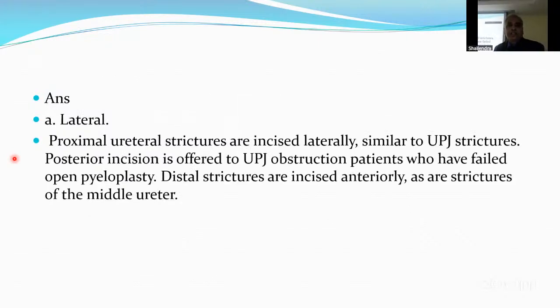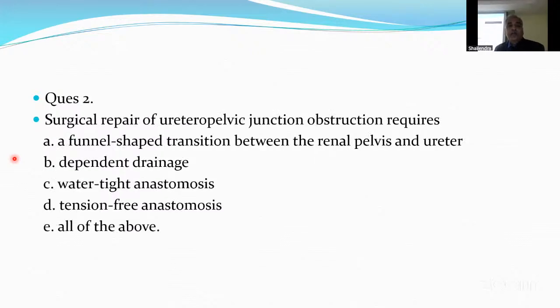The proximal ureteric strictures are incised laterally, similar to UPJ strictures. Posterior incision is offered to UPJ obstruction patients who have failed open pyeloplasty, and distal strictures are incised anteriorly, as are strictures of the middle ureter. Okay. Surgical repair of UPJ obstruction requires a funnel-shaped transition between the renal pelvis and ureter, dependent drainage, watertight anastomosis, tension-free anastomosis, all of the above. Yes, we all know it is all of the above because these are the criteria for a good pelvi-ureteric junction anastomosis or pyeloplasty.